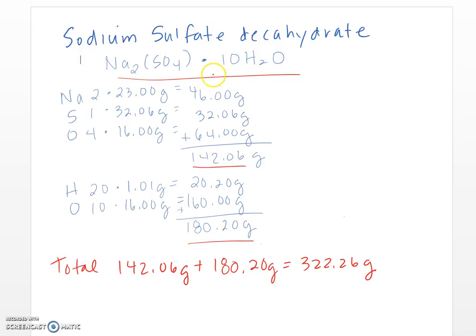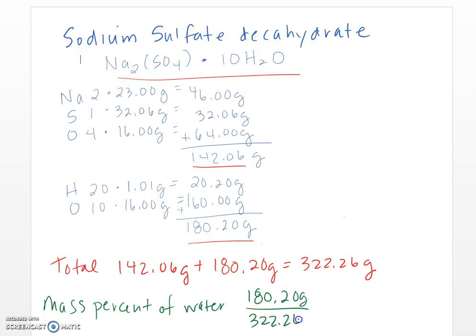So in this case, let me switch colors here. I need to take my total mass of water. So mass percent of water is going to be 180.20 grams, because that's my grams of water, over my total mass, 322.26 grams, times 100, which is equal to 55.92%. So there you have it in hydrates.